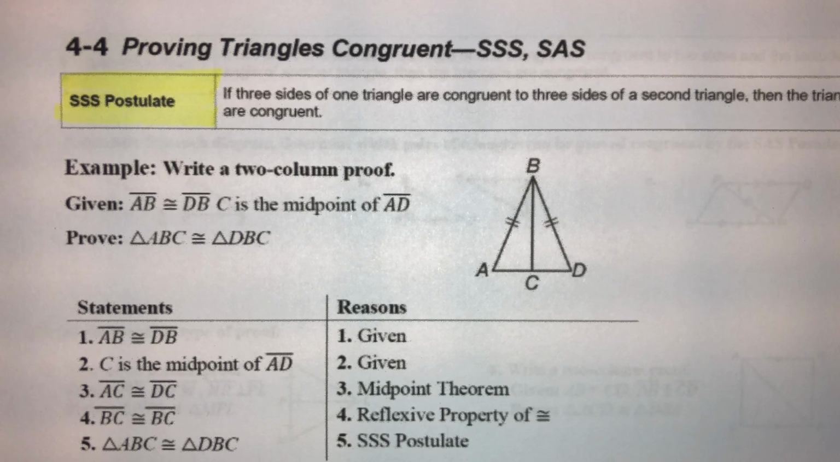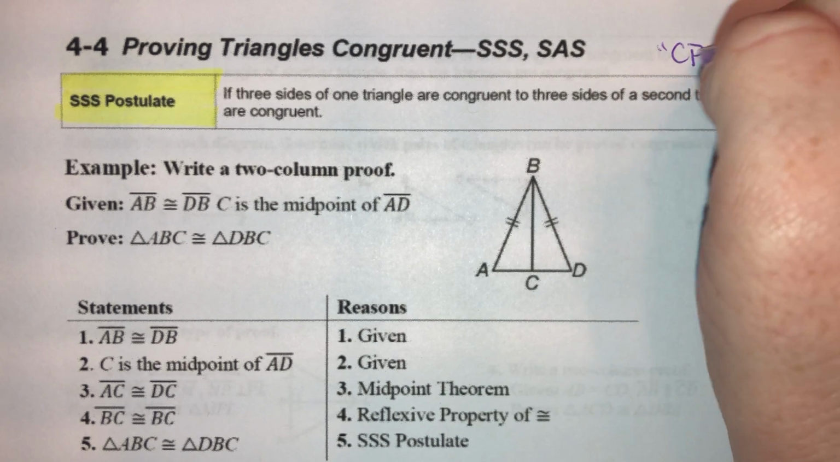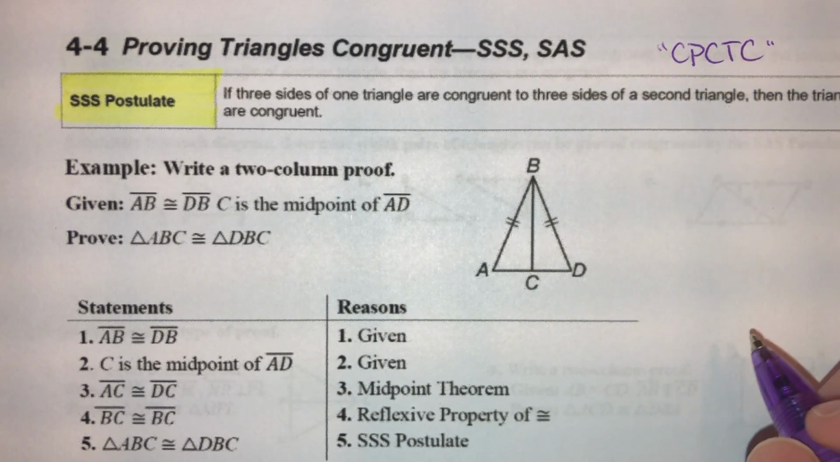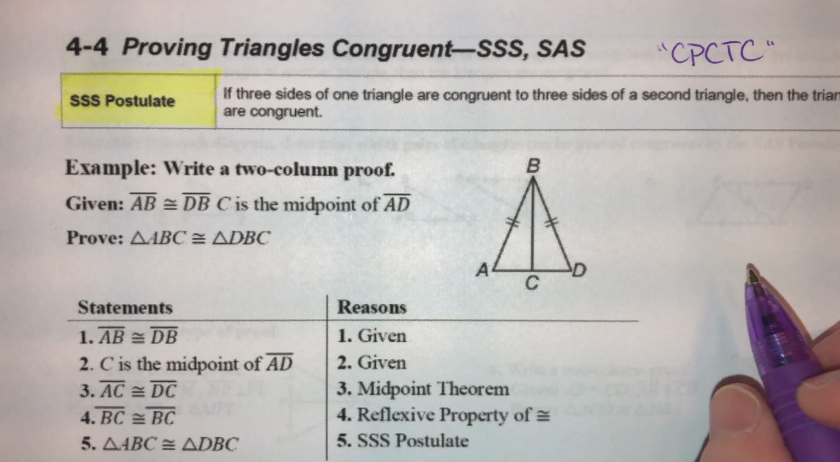Okay, this is lesson 4-4. We are still proving triangles congruent, but we're going to start talking about a couple shortcuts. There's actually 4 total shortcuts that we're going to talk about. So, in the last lesson, 4-3, we talked about CPCTC. Remember that? Corresponding parts of congruent triangles are congruent.